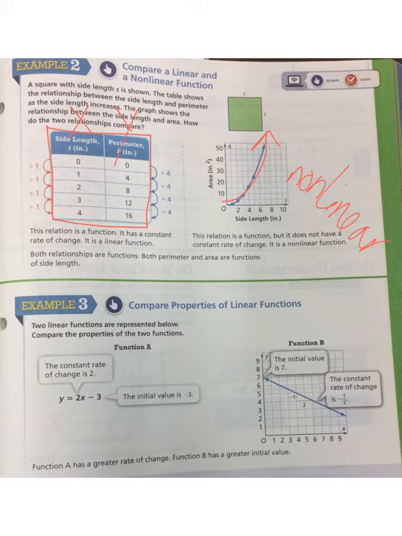And last but not least, comparing more properties. In example 3, we have function A and function B. One is just the equation, and one is the graph. If we were going to compare these, again, we want to compare the same things. So we would compare our constant rate of change, our slope. My slope for this one is 2. These are both linear. And my slope for this line is -0.5. It's actually going down.